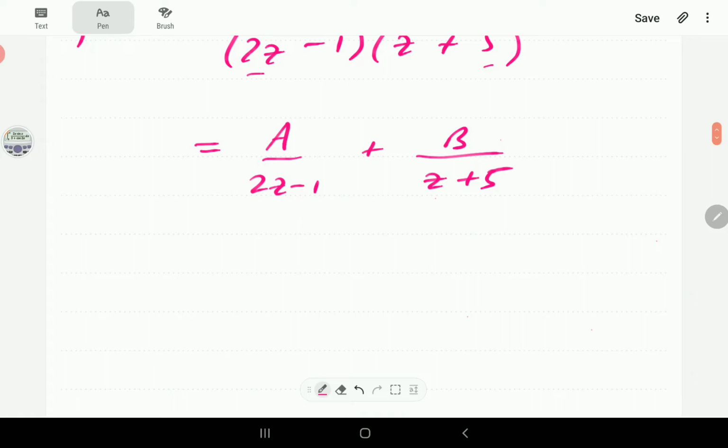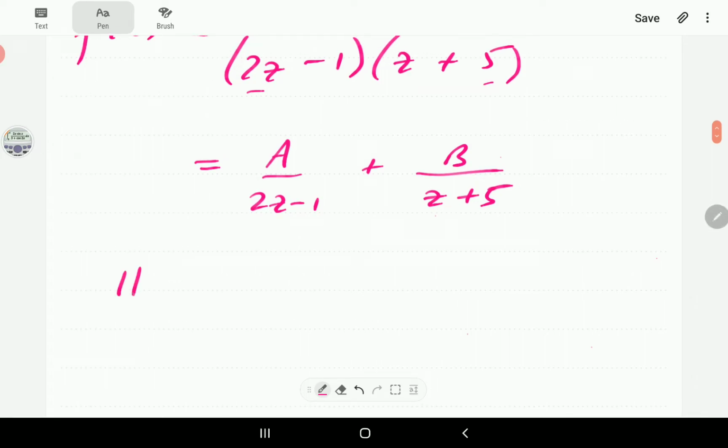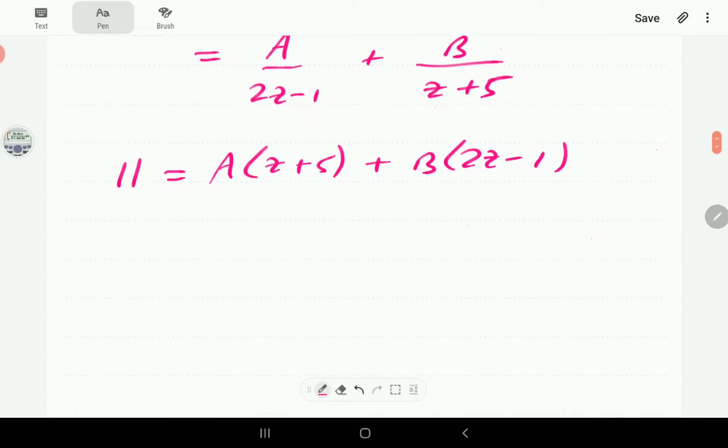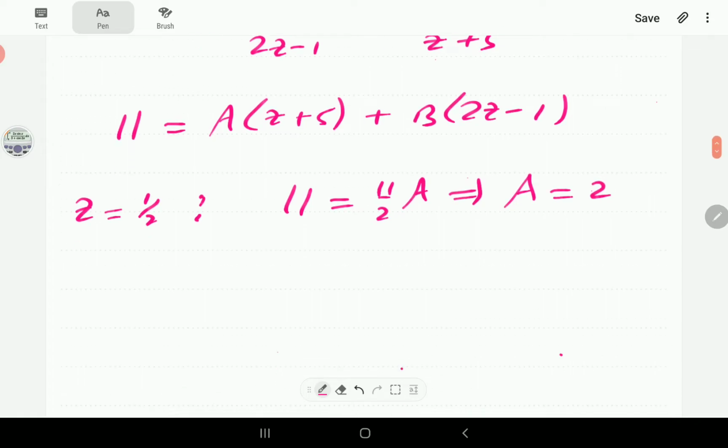Right, if we clear the denominators here, we're going to have 11 is equal to A into z plus 5, plus B into 2z minus 1. So then we're going to use the roots of the denominator. 1/2 is one of them. So when z is 1/2, the left hand side is still 11. Right hand side, this one is going to be 5.5, which is 11 over 2. This one vanishes. So this is telling us that A is going to be equal to 2.